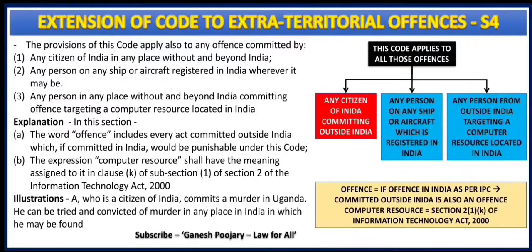What does my chart say? It says this code applies to all those offenses: any citizen of India committing outside India, any person on any ship or aircraft which is registered in India, or any person from outside India targeting a computer resource located in India. If you observe closely and read this chart 2 times, it's very easy to understand section 4.